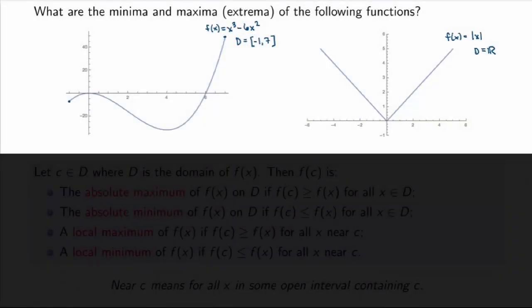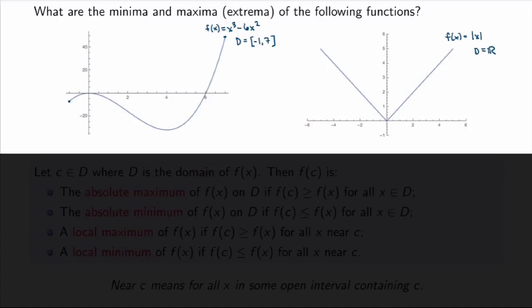All right, so let me start with an example. What are the minima and maxima of the following functions? So first, let me recall that to properly define a function, you need to specify two things, the function itself and its domain. So for my first example, I take the function to be x cubed minus 6x squared, but I restrict the domain to be the closed interval between -1 and 7.